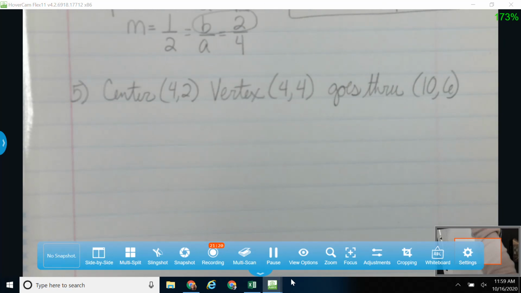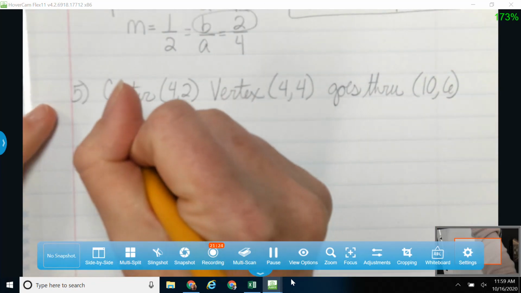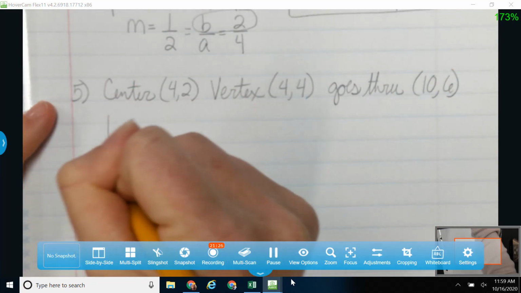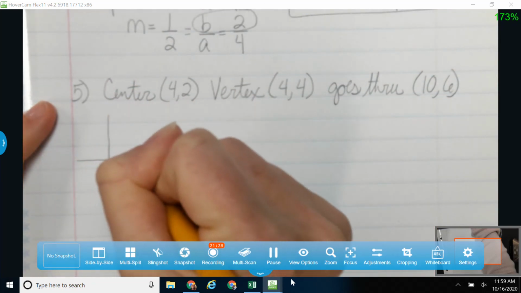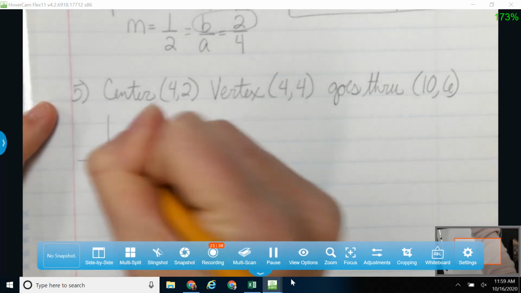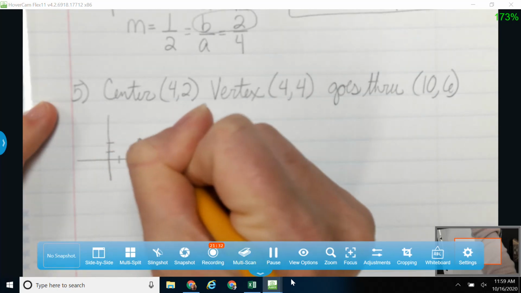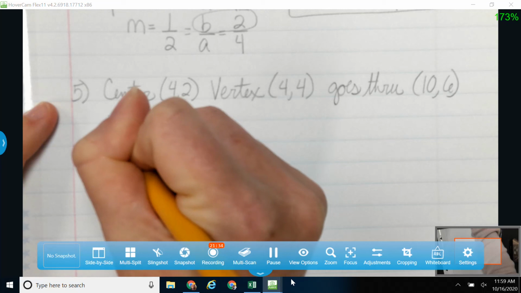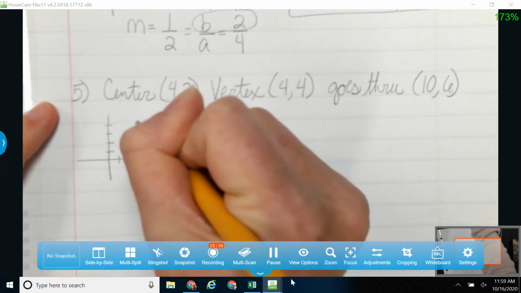Okay, all right, again, I'm going to start with just a little sketch. It doesn't have to be anything specific. I just want to kind of see what I'm working with here. So I'm going to start with my center at (4, 2) and my vertex at (4, 4).